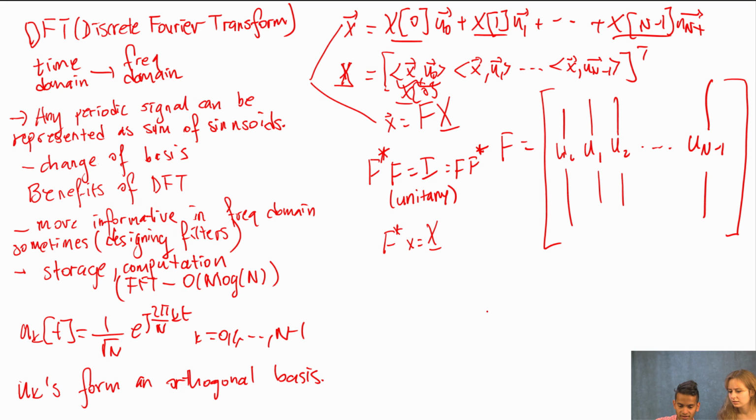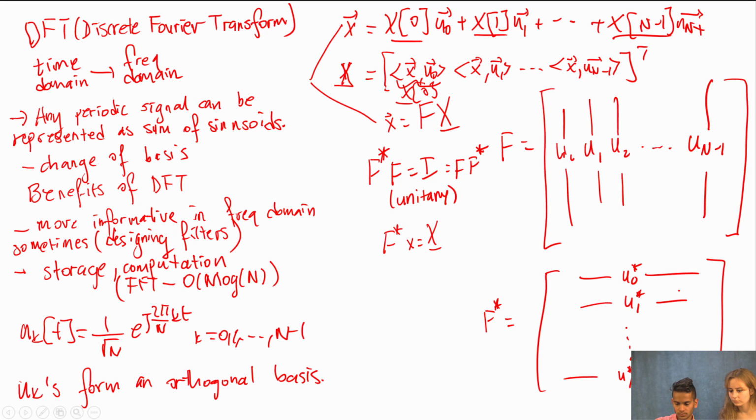Well, F star is just the Hermitian conjugate. So it's the transpose and then the complex conjugate of the transpose. So u0 star, u1 star, up to u n minus 1 star. Awesome, looks right.